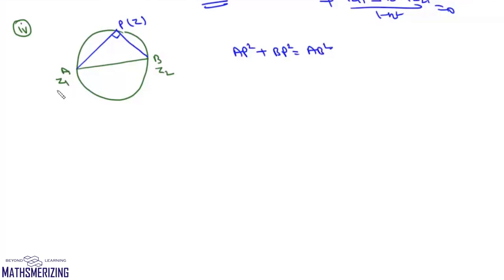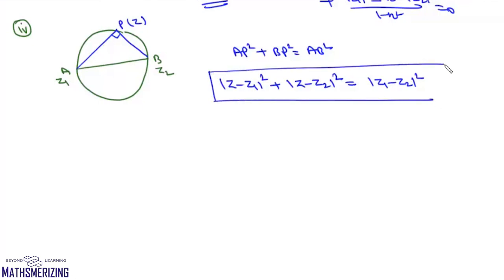Now AP is the distance between A and P. We can write this as mod of Z minus Z1 square, and BP is mod of Z minus Z2 square, and it will be equal to mod of Z1 minus Z2 whole square. So if we have any equation where we have mod of Z minus Z1 square plus mod of Z minus Z2 square, and it is equal to mod of Z1 minus Z2 whole square, it will represent the equation of a circle.